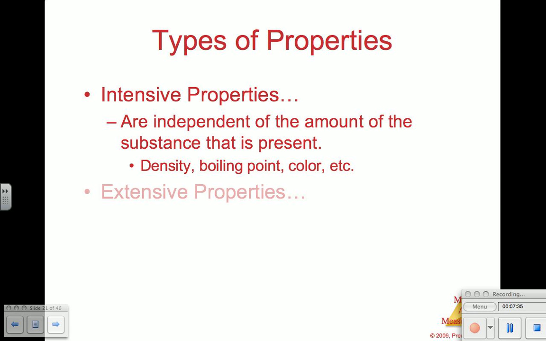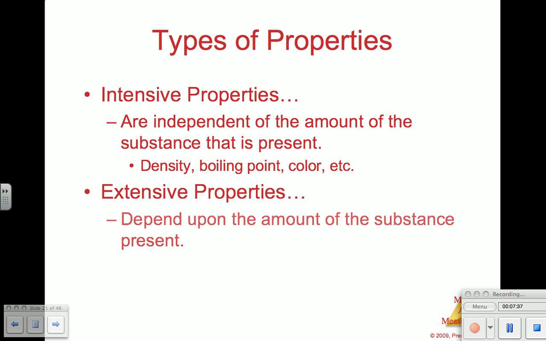Now, extensive properties are things that depend on the amount of substance that you have present. So that would be like the mass of something. If I have 3 grams of copper, that is not the same as 5 grams of copper, right? So these are pretty basic things. Or energy, when we get into thermodynamics and energy, that's something that, depending on how much of the substance you have, you will produce more energy.